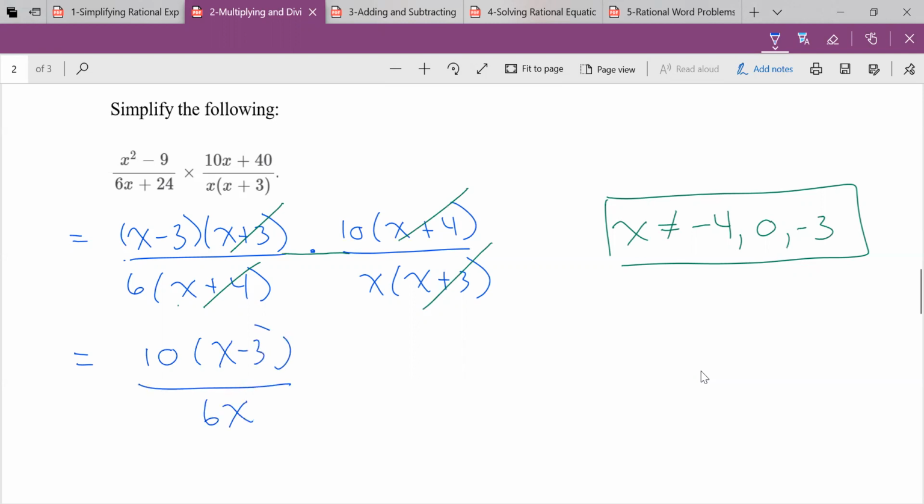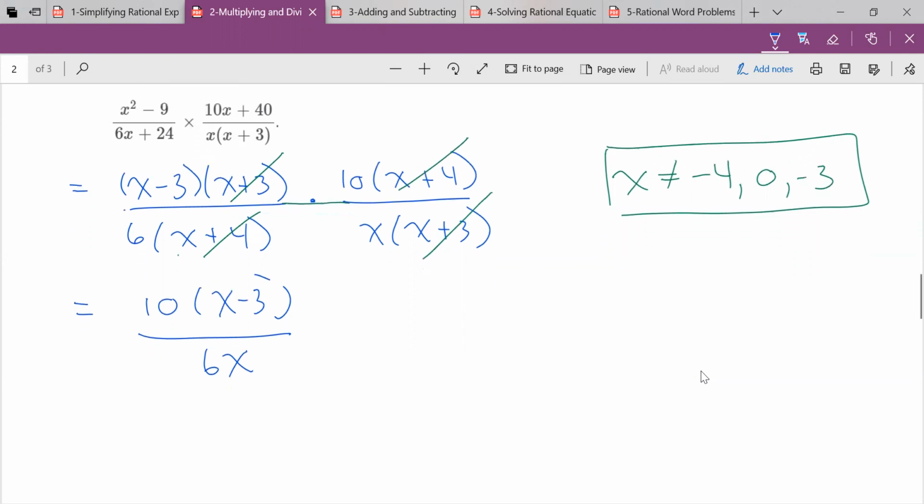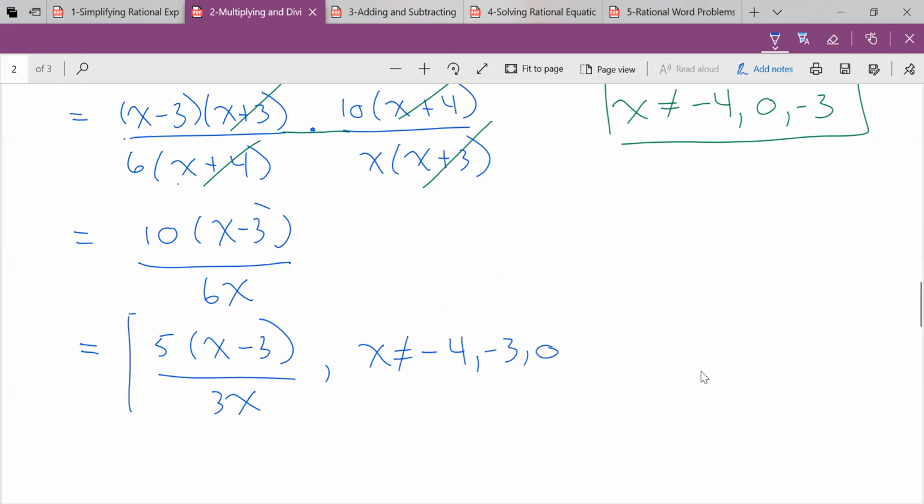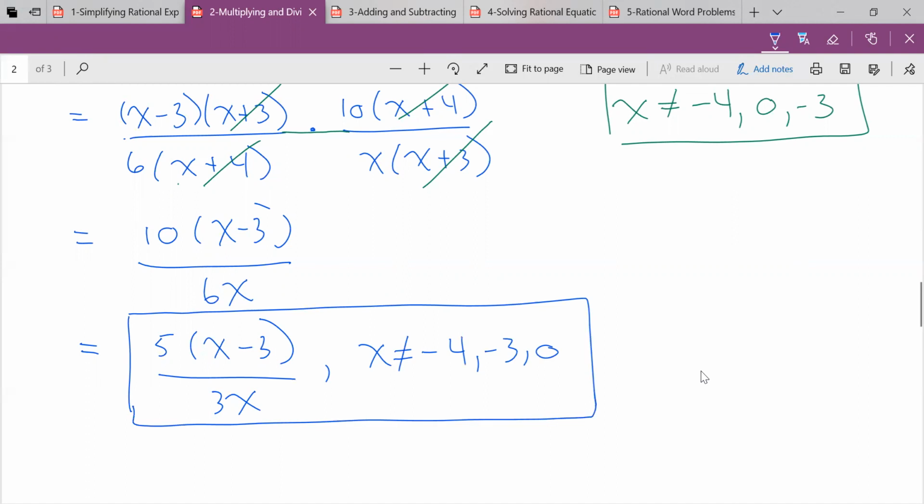Now, the last question I'm going to ask myself is, can I simplify any more? Yeah, look at that 10 and that 6. I'm going to simplify those coefficients. What's a factor of 10 and 6? Sounds like 2, leaving 5 times x minus 3 over 3x. Even though I boxed it up above, I would like you to write your non-permissible values beside it, just like that. There it is, my friends.